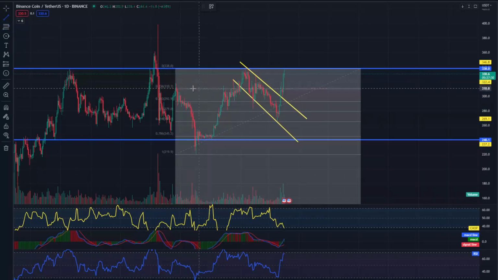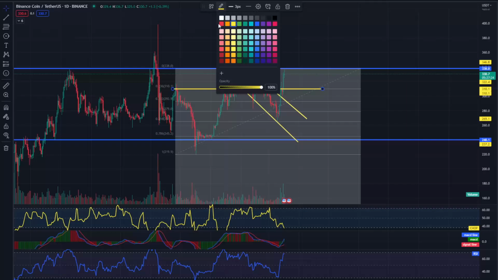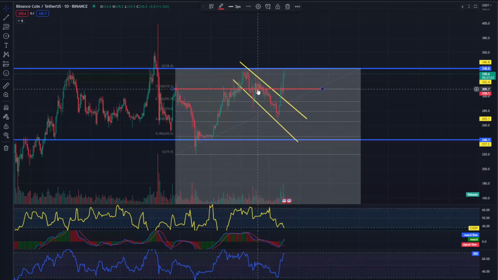Let's start by marking the support spots for the price, and we see that we first have support at $310. But if the price goes lower, we have another support at $293, then at $279, and another support at $266 at 0.618 FIB.